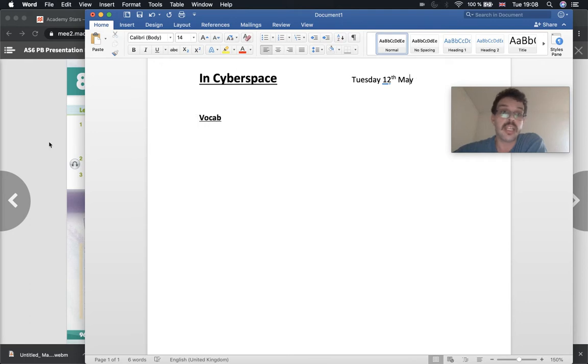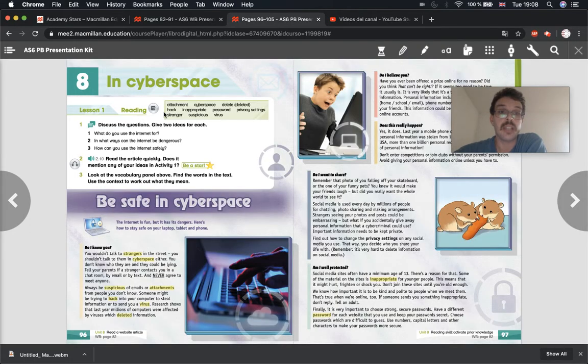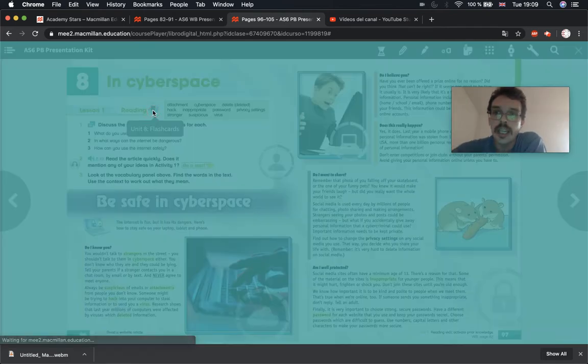Now what we're going to do is have a look at the definition of each word, and you have to guess what word it is. Vamos a mirar las definiciones y hay que adivinar de qué palabra está hablando. All of these words here. And when we find the word, we'll write it in the notebook. Let's begin.